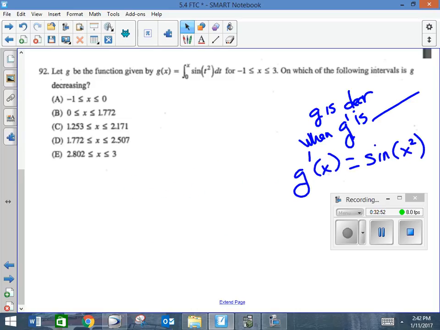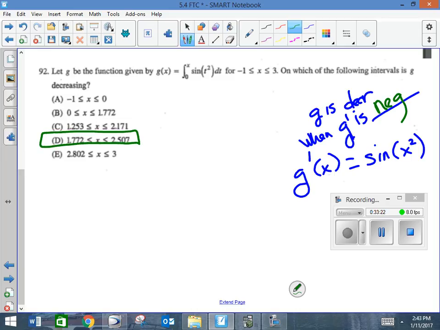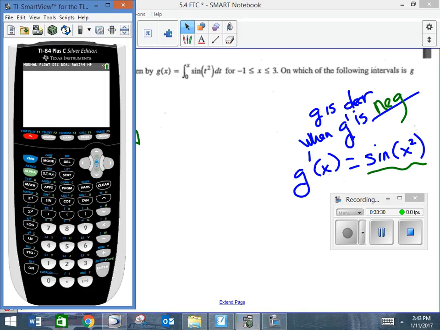Okay. Got an answer? Yes. Is it A? No. Is it B? No. Is it C? No. Is it D? Yes. Oh, you're so smart. Okay. So G is decreasing when G prime is what? Negative. So here's G prime. And then what did you do to get the answer D? What did you do next? Plugged it in with this? Yes. So you put that in here? You did the graph? Okay.